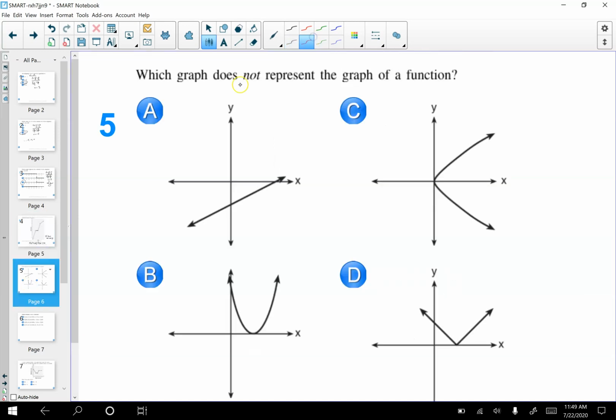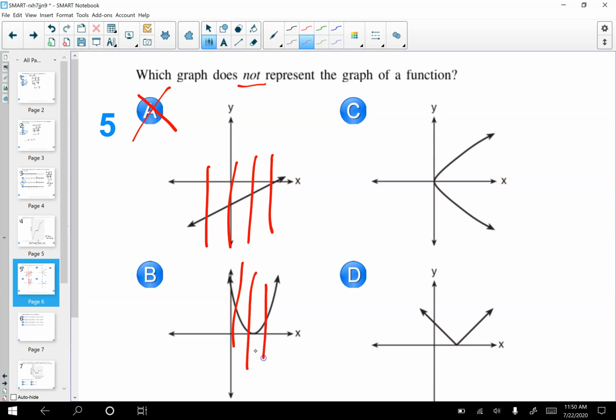Which of the following graphs does not represent a function? So remember, when we're talking about graphs, we're talking about the vertical line test. So choice A is good, right? So that one's out. Choice B, one time, one time, one time, one time. Good, so that one's out. Choice D, one time, one time, one time, one time. So that's good, so that's out.